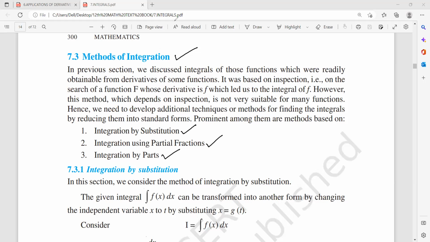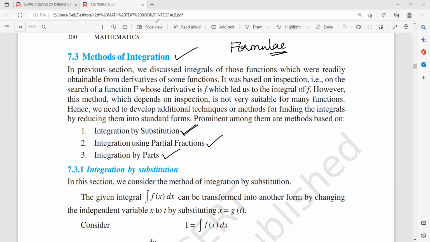So what is the first thing we did? That is by using formula. The first exercise, whatever we did, was by using formula. Yes or no? Yes, we used formula. All are direct formula. But now you have to use the integration by substitution method. That means when you can't do it by using formula directly, then you have to go for methods.